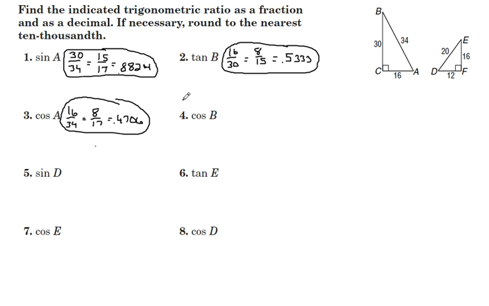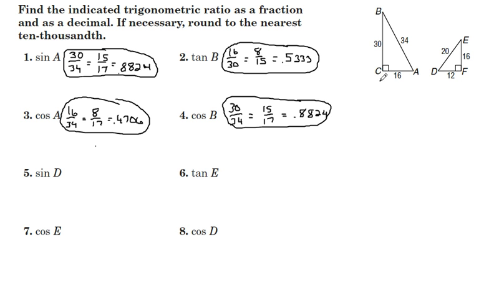For number 4, cosine of B. The cosine is adjacent over hypotenuse. Adjacent then is 30. The hypotenuse in that triangle is 34. And it reduces to 15 over 17. The decimal being 0.8824. That goes with the cosine of angle B.